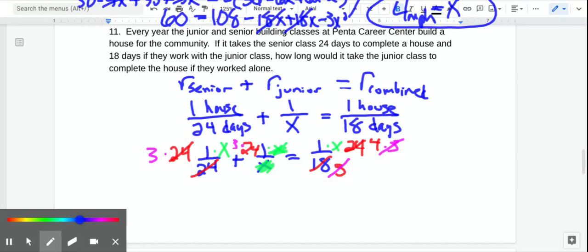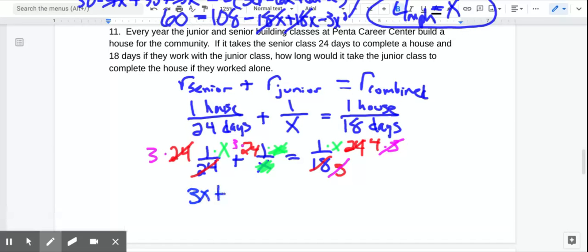Okay, so this is going to be 3x plus, because these are the first one, and this goes with the second one. And that's going to be 72 equals just 4x. So we'll subtract 3x over, we get x equals 72. It would take the junior class 72 days if they had to work by themselves.